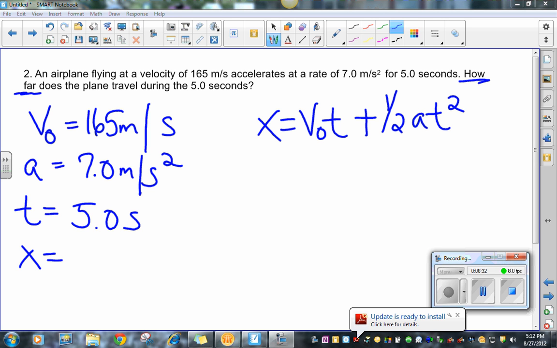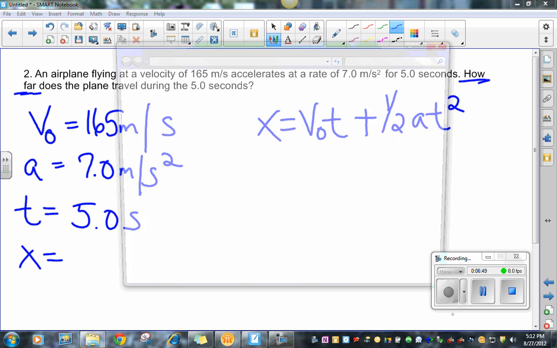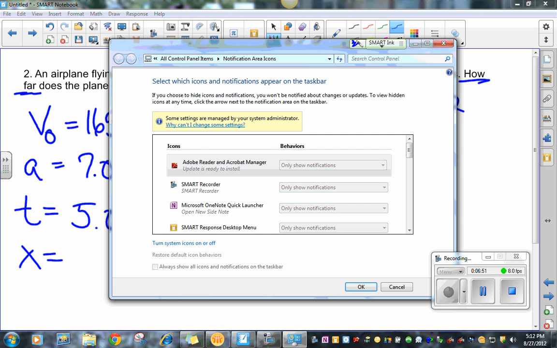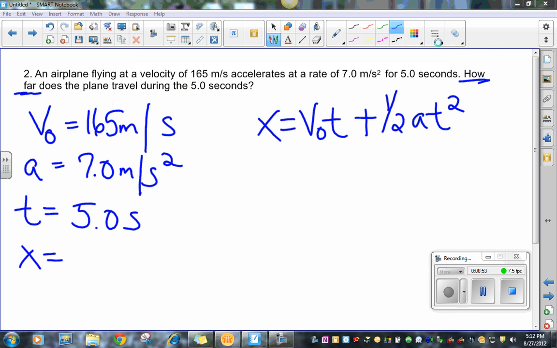All right. The second formula is the one that we're using. The third formula doesn't have time. And the last formula, we don't have a final velocity. So you've got to use the second formula. Now I want you to plug in the numbers into the variables.